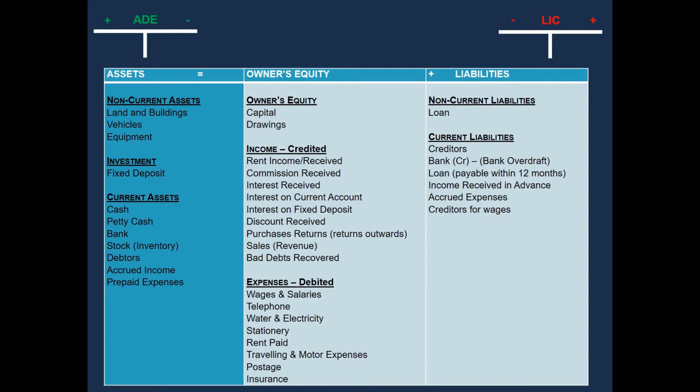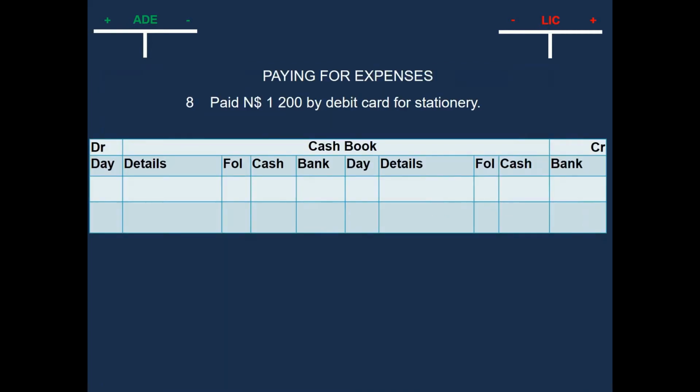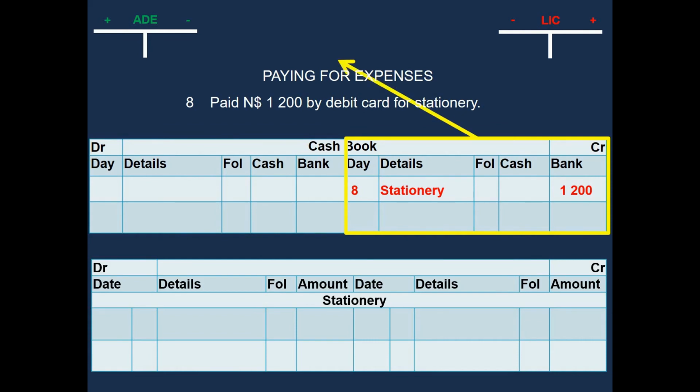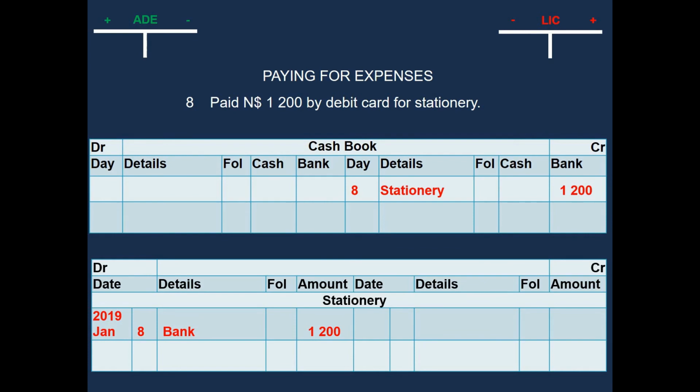Now let's complete this transaction. We have our cash book, but now the account we would open will be stationery, and our cash book will be credited with 1,200 in the bank column. Why? Because we are paying money out. We are paying money for stationery, and our stationery will be debited with 1,200, and the description will be bank, because we paid by debit card.